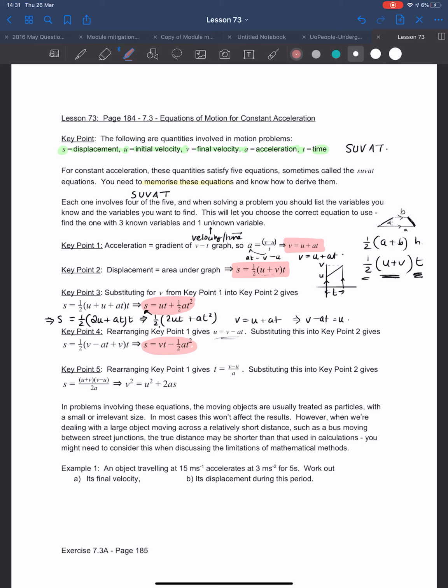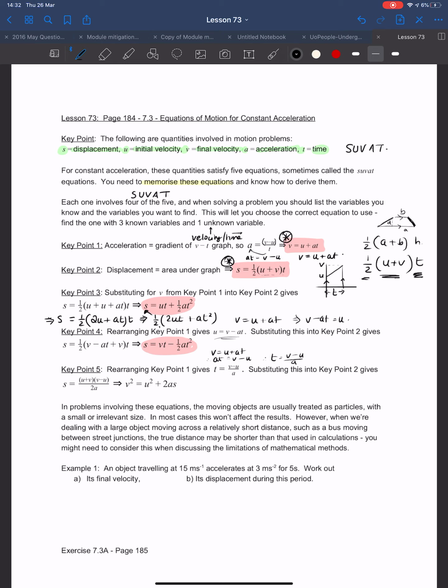Rearranging key point 1 for t this time. So they've had one method, they've started off with these 2 equations, and then they've used the first one to substitute into the second one every time. I've seen these derived in lots of ways, but this is quite a neat way, because it's just one equation into the other in 3 different ways. Right, so rearranging key point 1, which was v is u plus at. So therefore at is v minus u. So therefore t is v minus u over a.